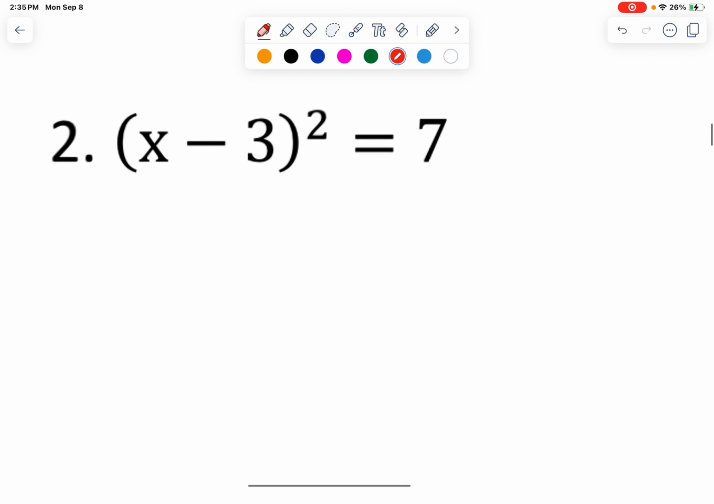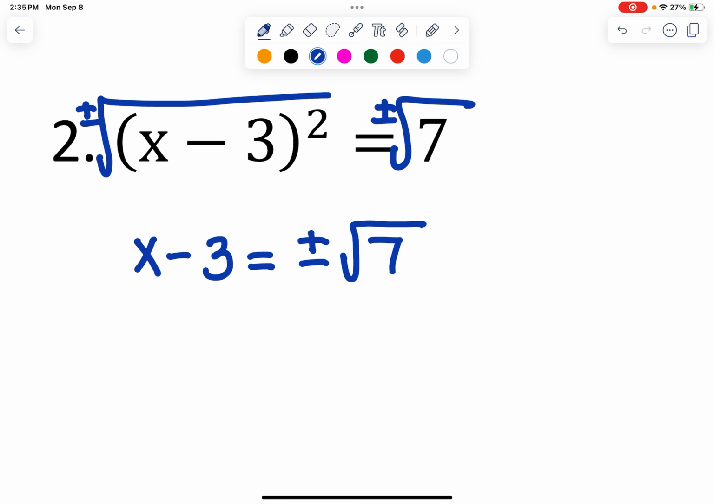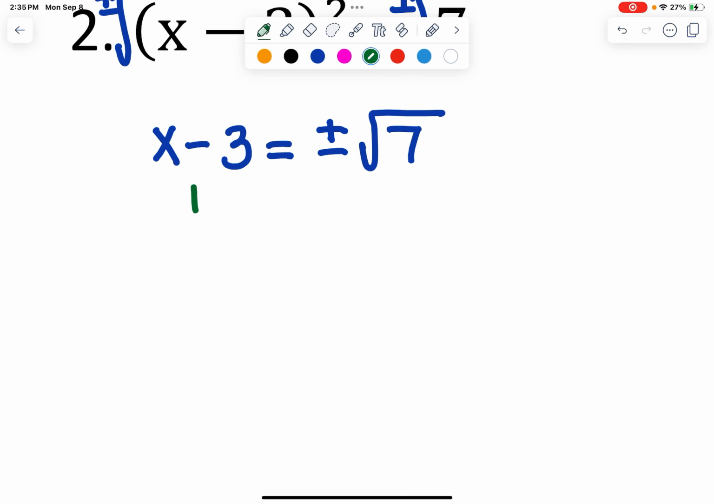Okay, moving on to the next one right here. I do not see an x squared and an x, so I can't solve by square rooting. So unlike the other one, I need to get rid of this square before I can get inside that parentheses. So I'm going to square root first. Don't forget your plus or minus. So now I have x minus 3 is equal to positive and negative root 7. And x is still not by itself, so I'm going to add 3 to both sides. And I have x equals root 7 and 3 are not like terms, so we cannot combine them.